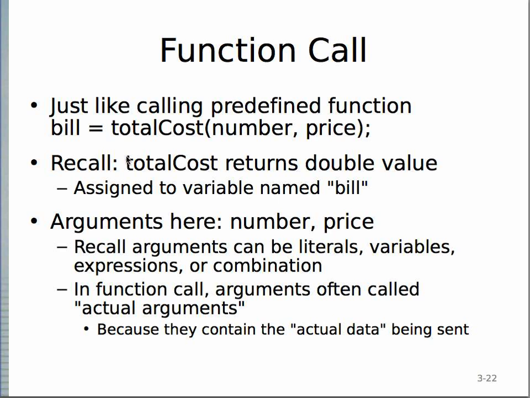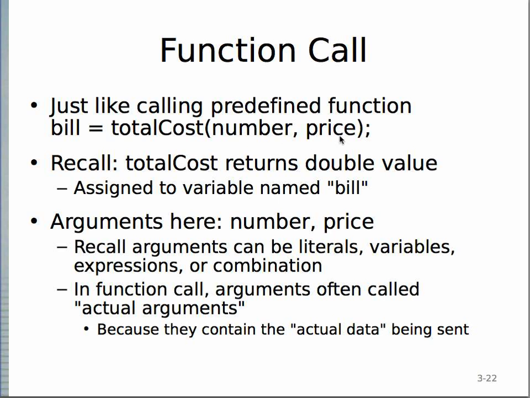If you look at some of the earlier code, you probably remember that total cost returns a double value, a double precision number, and this is what's going to be assigned to this variable named bill, which should be a double. Remember, in C++, it can be an int and it'll work. It'll just throw away the fractional part of the result that total cost returns. So number and price are called arguments.